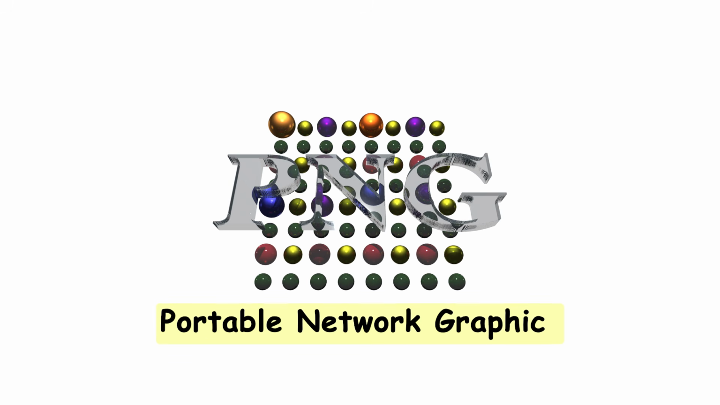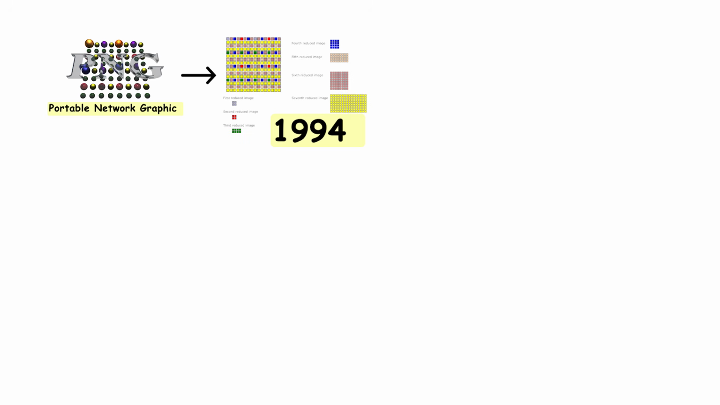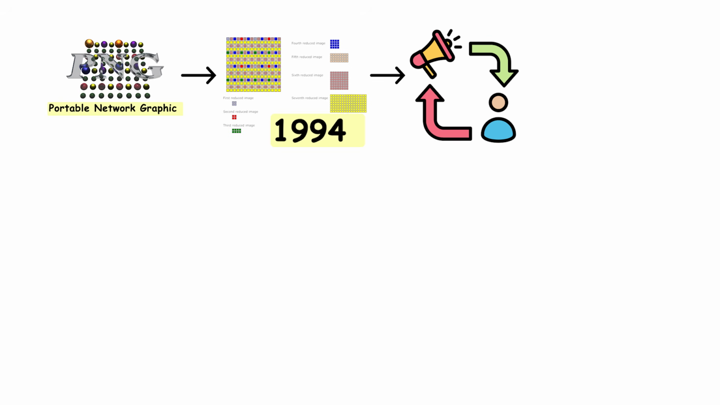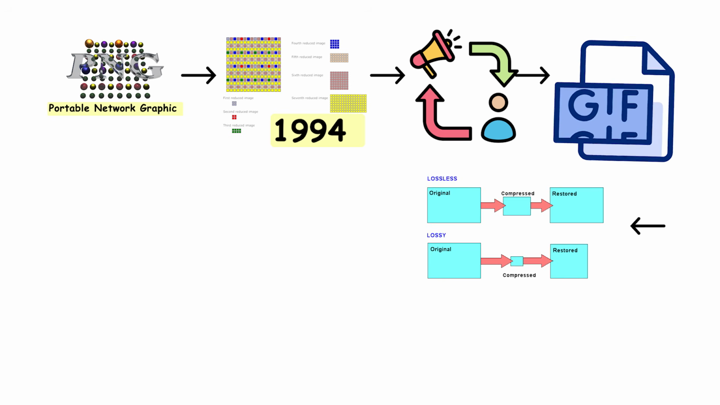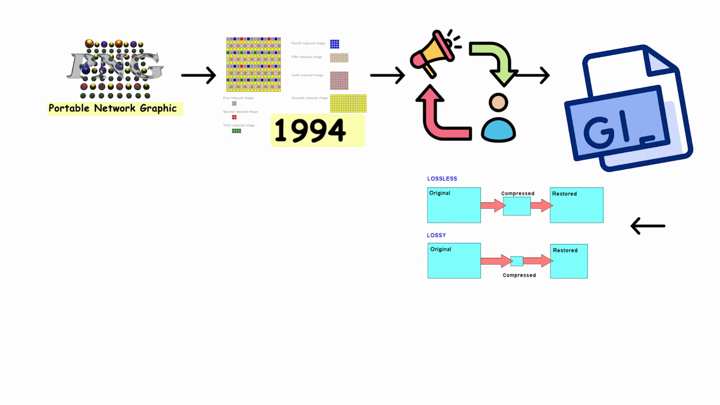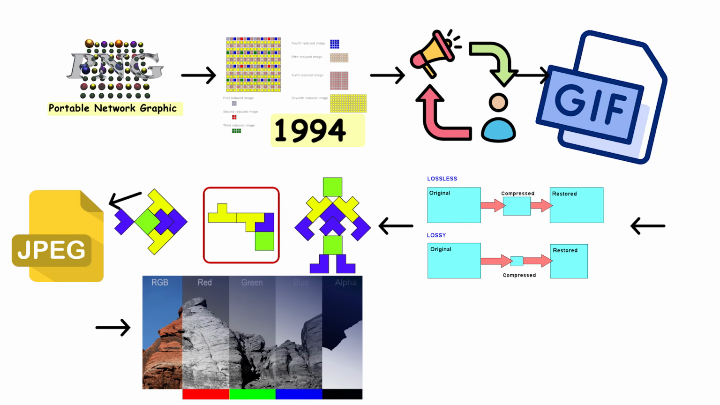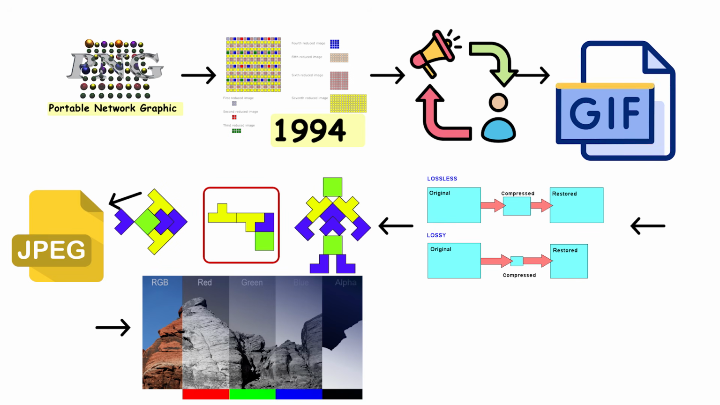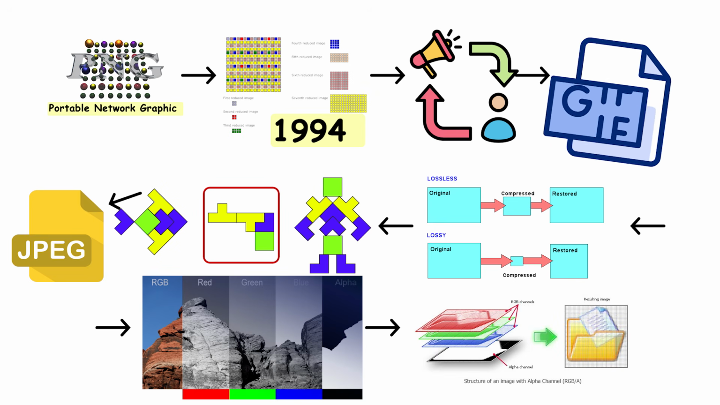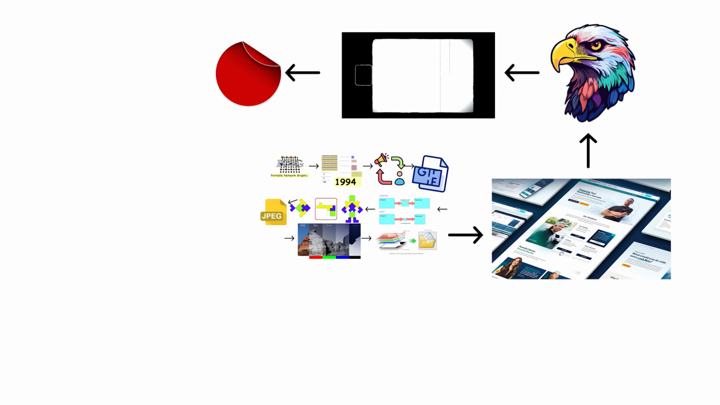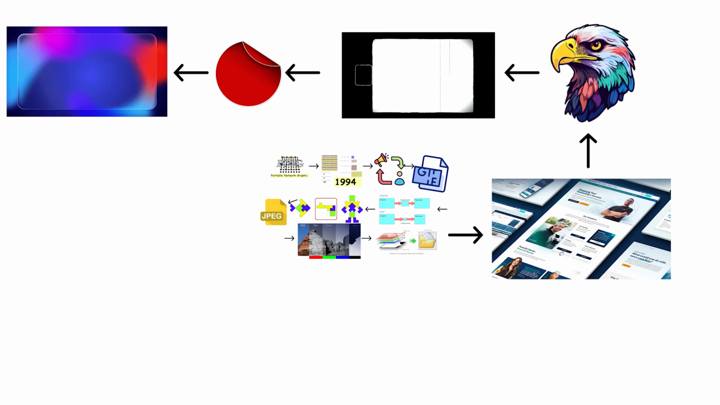PNG stands for Portable Network Graphic and appeared in 1994 as a direct response to GIF's limitations. PNG stores compressed raster images using lossless compression, meaning you get smaller files without losing any image data. Unlike JPEG, PNG supports transparency through an alpha channel, which assigns transparency values to individual pixels. This makes PNG incredibly useful for website logos, video overlays, and any graphic that needs to sit cleanly on top of other content without a clunky background rectangle.